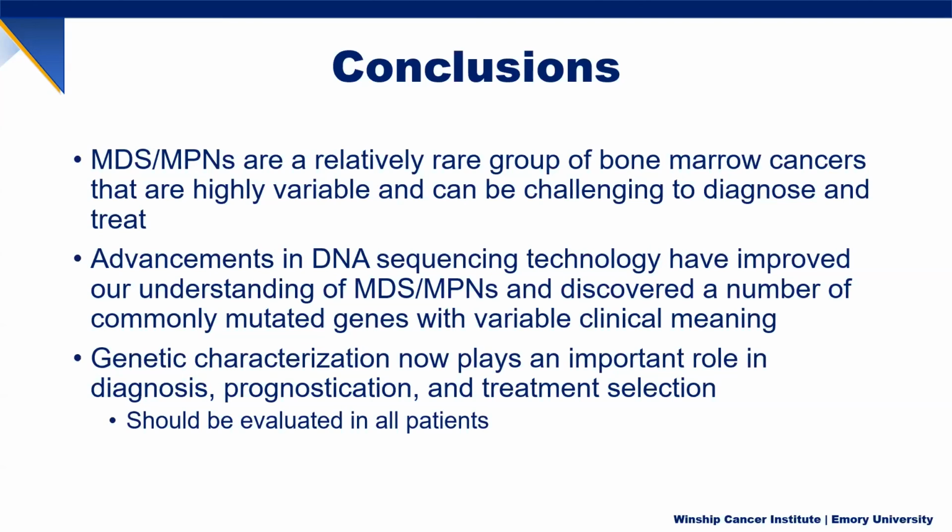And we can use these now, at least in some cases, to play a role in aiding us in diagnosis and doing that accurately, trying to better predict prognosis, and also determining treatment selection. This is something that I do in all of my patients and really should be considered standard of care in anybody with any sort of myeloid malignancy or bone marrow cancer like this at this point.